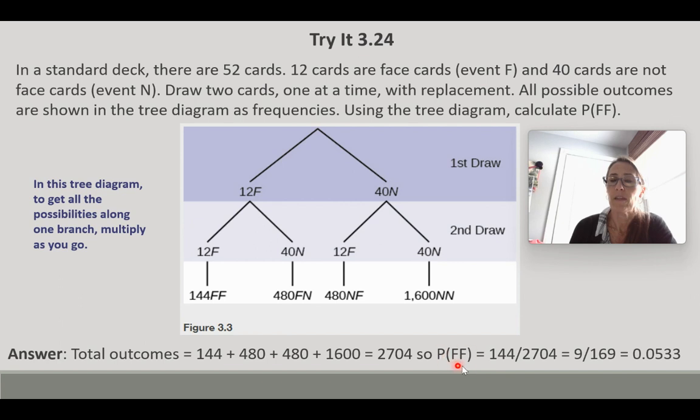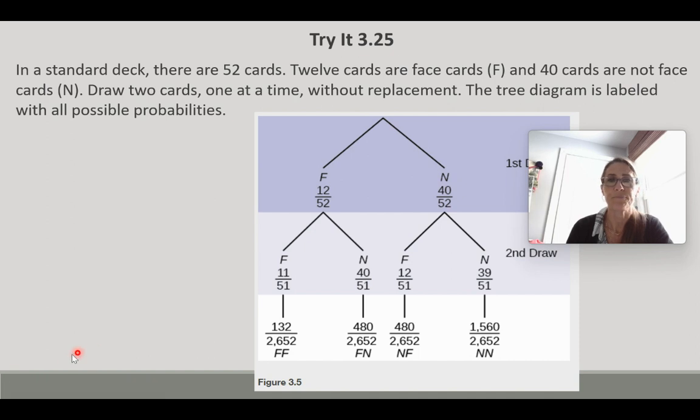To figure out the probability that we did a face card and then a face card, we go down that branch, face card, face card. There's 144 outcomes in that event. So 144 over 2,704 gives us 9 over 169, or 0.0533. So it's not straightforward where you can just read it off. You have to do a little bit of work to find out your total in your sample space. But once you have it listed out, it's pretty easy to figure out the answers to these questions.